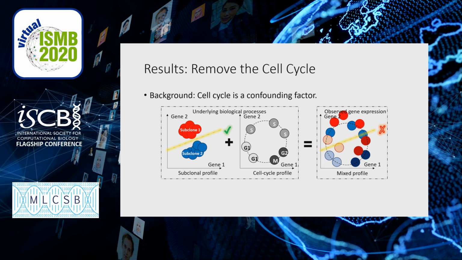It is also a common need to remove the cell cycle from the expression profile because the cell cycle may overshadow other processes. For example, the cell cycle may confound the detection of the subclones in a tumor, and detecting such subclones may be vital for a treatment.